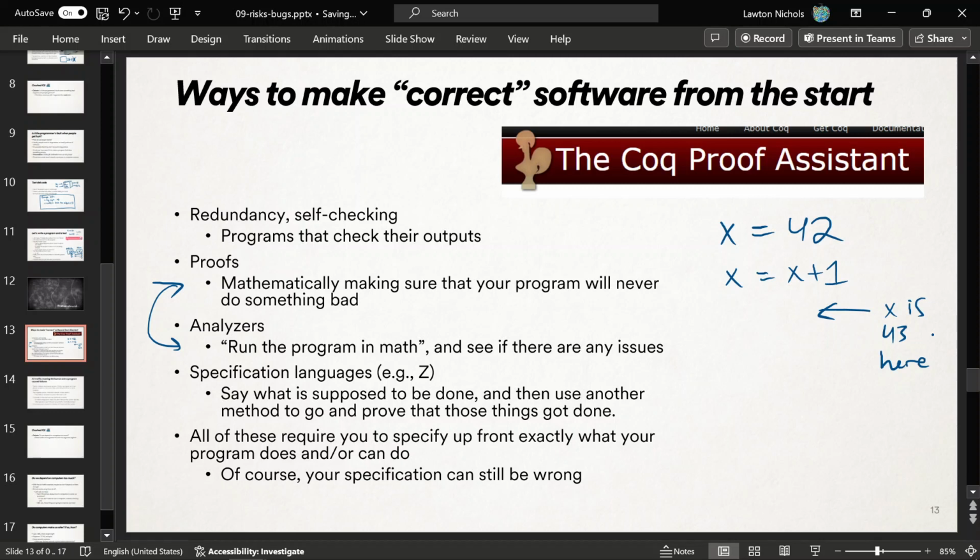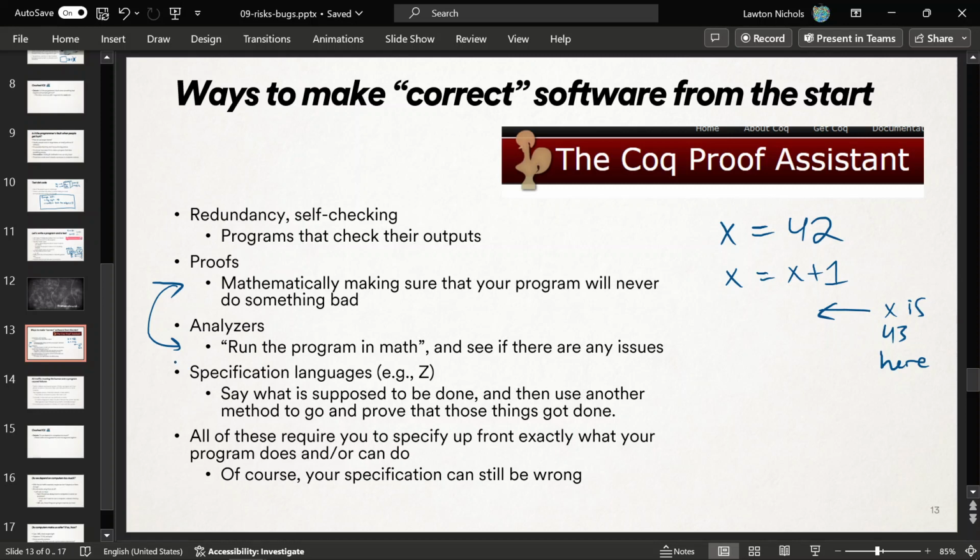It gets a bit fancier with larger programs, of course, but that's the process. You can specify what those two lines mean in math and prove that x really must be 43 by the time those two lines have finished executing, which is great. That's pretty nice. That's the goal.